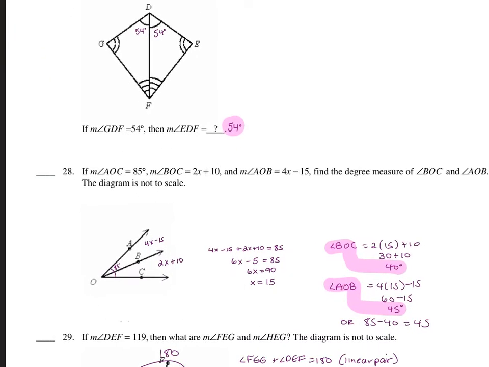28 is your angle addition postulate. So I take the two small parts, add them up, and set them equal to that 85, and you should get X is 15. And then it asks for the degree measure of BOC and AOB. So you take that 15, you plug them back in. BOC is 40, AOB is 45. When you add those together, you should get the large angle, which it gave you was 85. So it's a good way to check it.